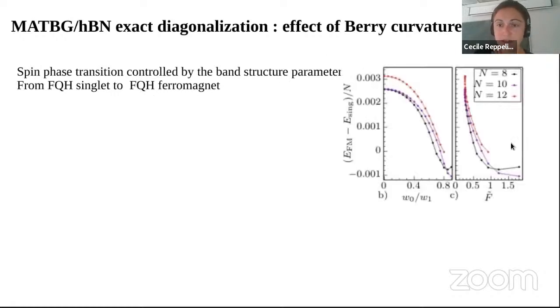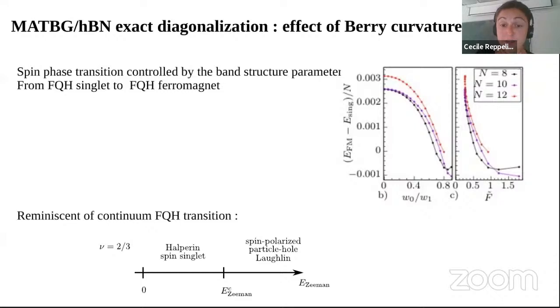So this is the more specific data for different system sizes. This is very reminiscent of the phase transition that occurs in continuum systems between the Halperin spin singlet and the spin polarized Laughlin state. Basically, you have exactly the same phase transition, but instead of being controlled by a Zeeman energy, it's controlled by the Berry curvature fluctuations, because here there's no magnetic field, so there's no Zeeman energy actually.